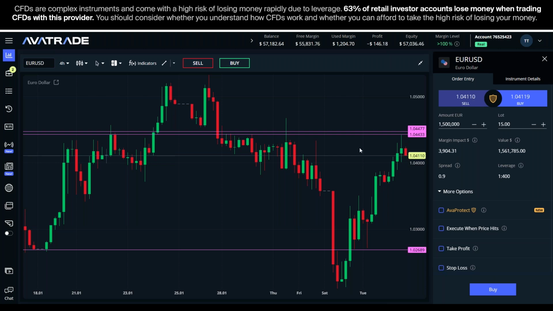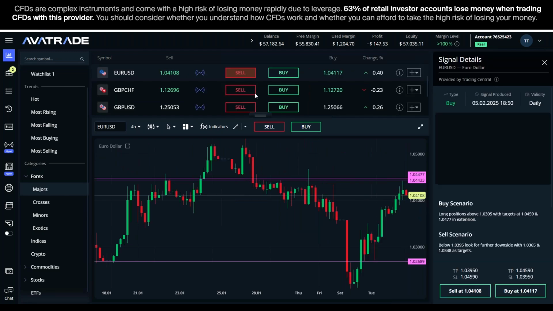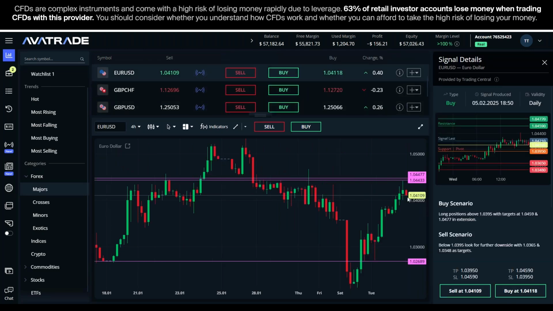We don't know for sure. But if we want to look at the technical signal from Trading Central, it could give you an idea of what you might want to do. It's a buy signal. Has not reached the take profit zone.